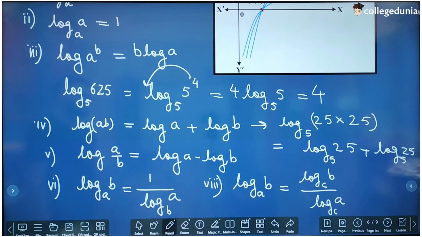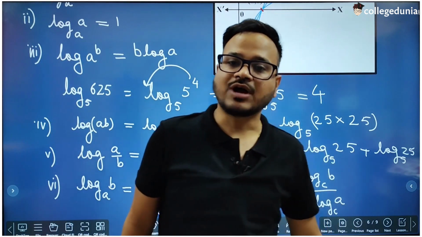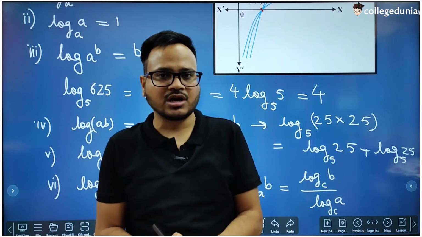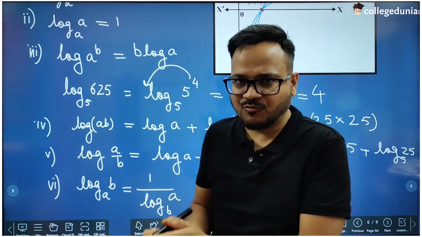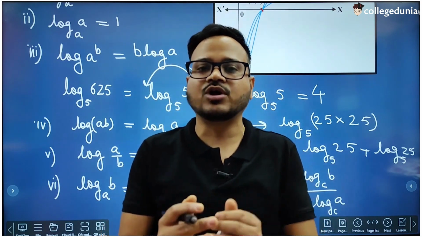Right? So these were the properties of exponential and logarithmic functions. These functions are very important to solve exercises 5.3, 5.4, 5.5 from NCERT that we are going to discuss in next lectures.